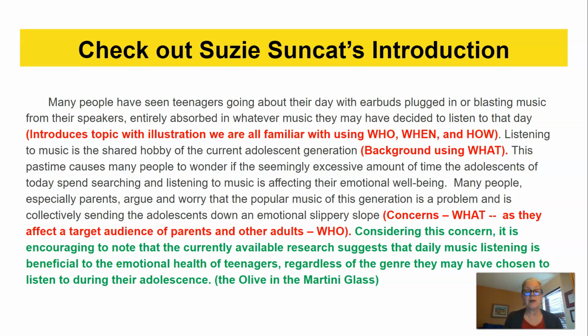It's encouraging to note that the currently available research suggests that daily music listening is beneficial to the emotional health of teenagers, regardless of the genre they may have chosen to listen to during their adolescence. This is the olive in the martini glass.